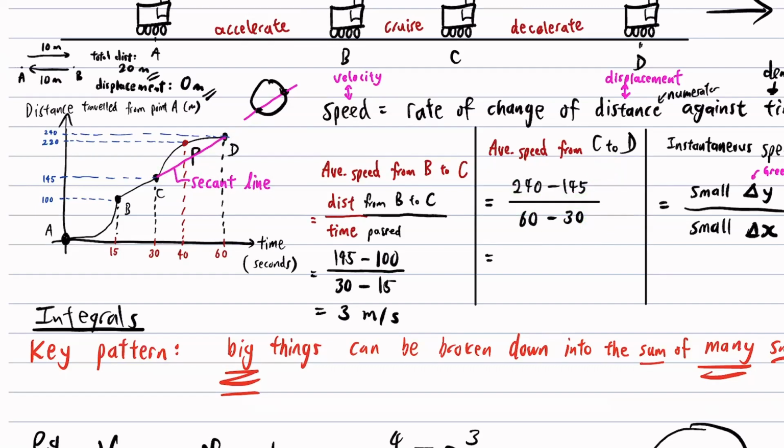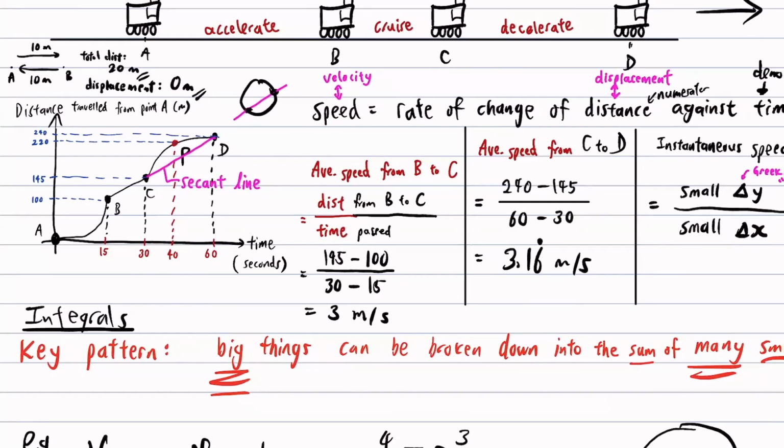Is it clear? Let me just do a quick calculation. I forgot to calculate this. Divide by 30 and I get around 3.16 meters per second. Okay, this is a recurring decimal, 6666 all the way. Okay, that is the average speed. Very good. So is that realistic?